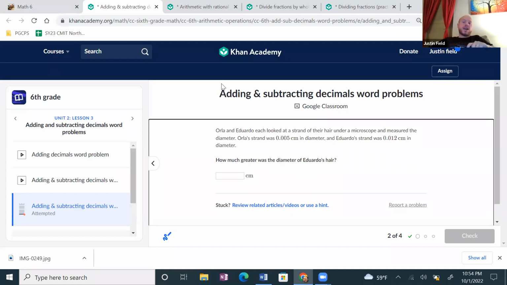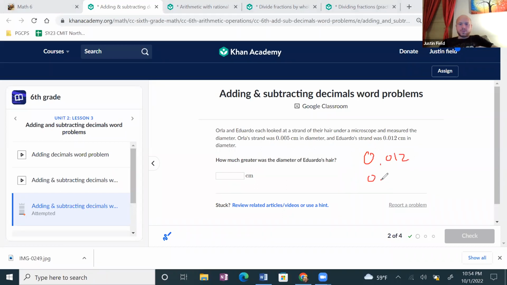So if it had said how many times greater, then I would be dividing. But it says how much greater, so the quantity. So I'm going to be subtracting. If someone has $8 and another person has $5, how much greater? It's $3 greater. You get that by subtracting. All right, so let's subtract.